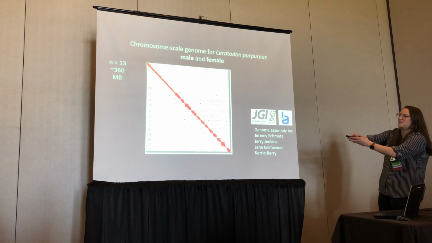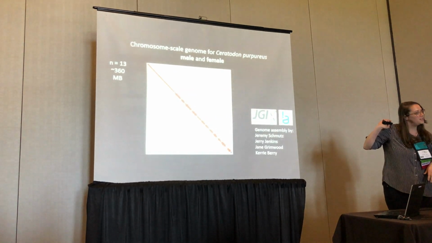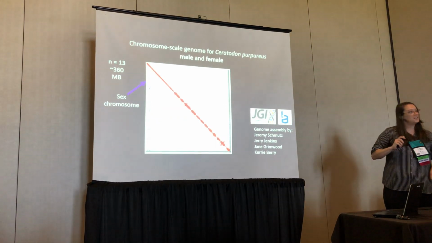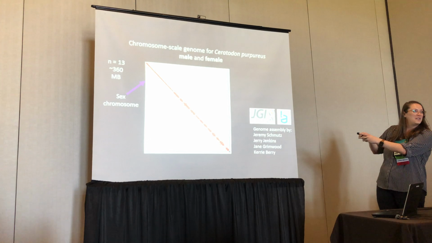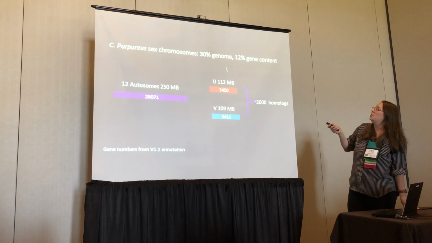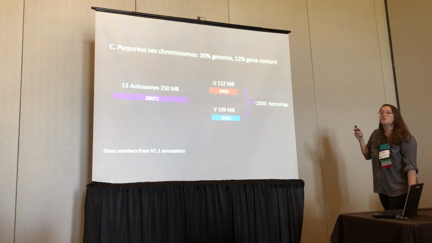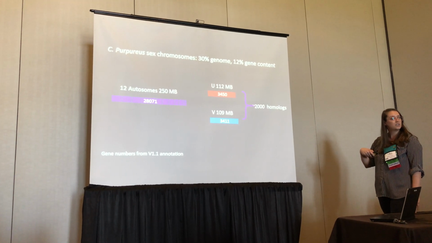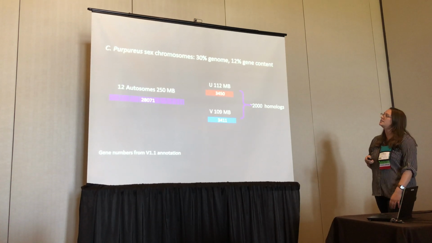Each one of these boxes represents one of the chromosomes, and we have 13 of them. It's about a 360 megabase genome. But my absolute favorite part is that this chromosome is the sex chromosome. That giant one right there is the sex chromosome in Ceratodon purpureus. To break that down, the U and the V both are about 30% of the genome in total base pairs, and they're about 12% of the gene content. We have almost 3,400 genes annotated to both of the sex chromosomes, and when we start doing BLAST-type analyses, about 2,000 of them or so are homologous.